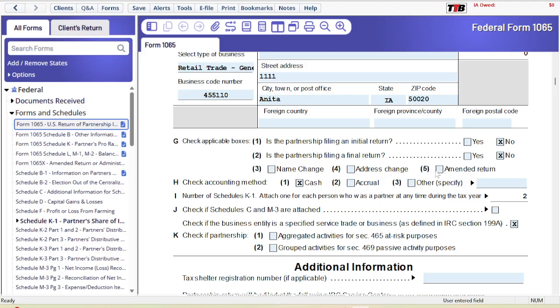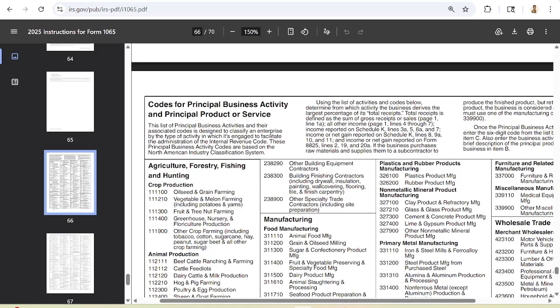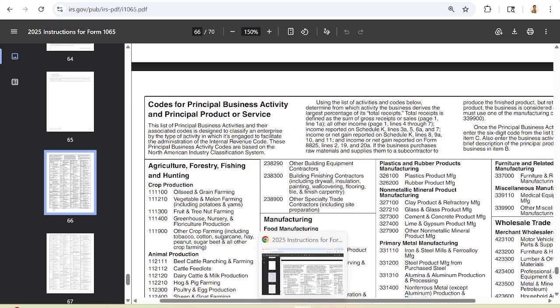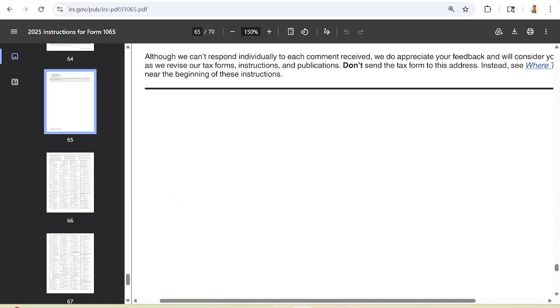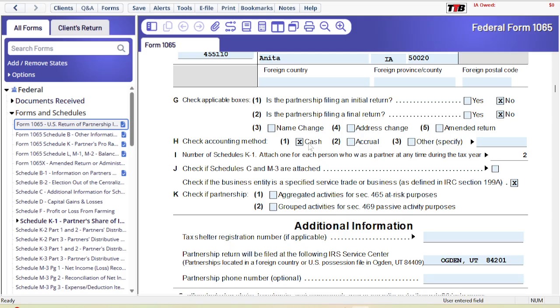Name change, address change, amended return, we are going to leave blank because it does not pertain to this business, to this filing. Check accounting method. Are you using cash method, accrual, or other? So we are just going to check cash. If you don't know what those accounting methods are, you can look it up in the instructions. When you are asked those questions, or you are using the form and you do not understand something, you can come to the instructions for Form 1065, locate that step, and read more about it. But we are going to select cash.